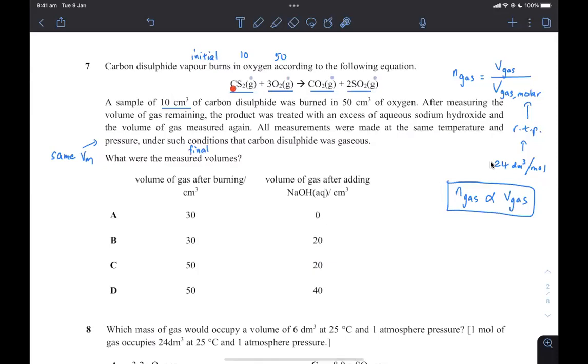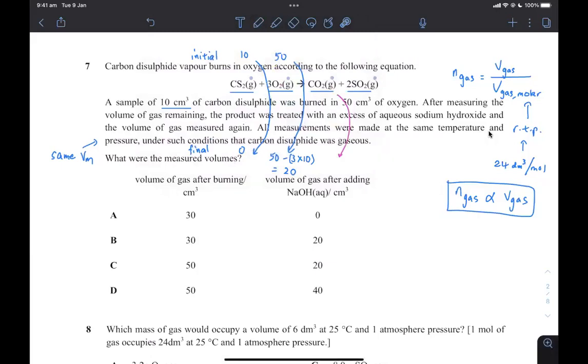This is 1 mole reacting with 3 mole. If you have 10 cm³ of these, you will react with 30 cm³ of oxygen, 3 times the volume of these. So if you have all of them reacting, from 10 to 0, how much oxygen is left? 50 is what you put in, 3 times 10 reacted, so you're left with 20 cm³ of oxygen unreacted. On the other hand, how much CO2 gets produced?